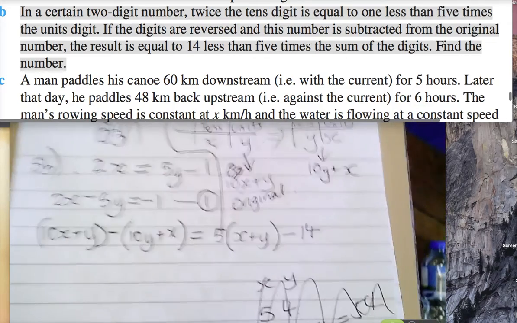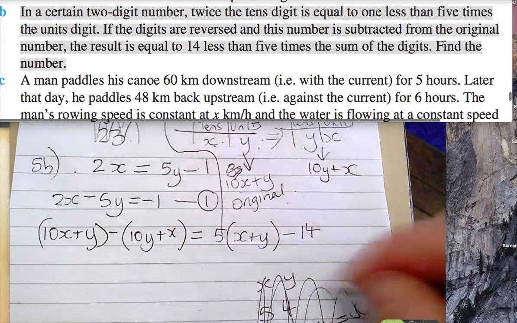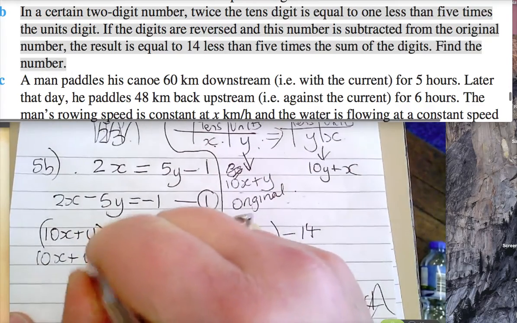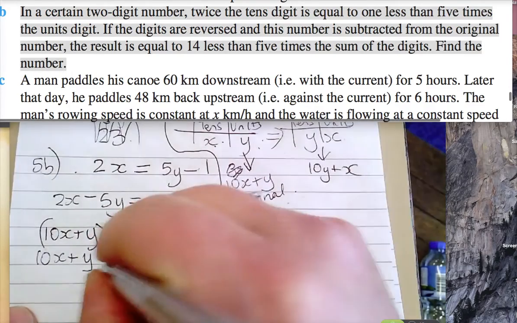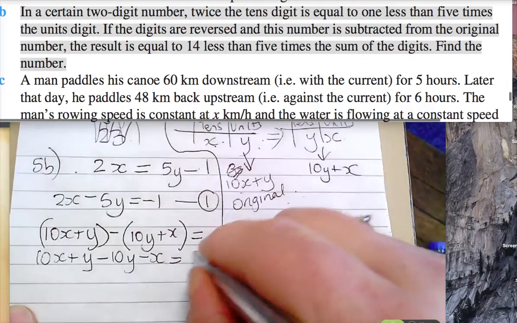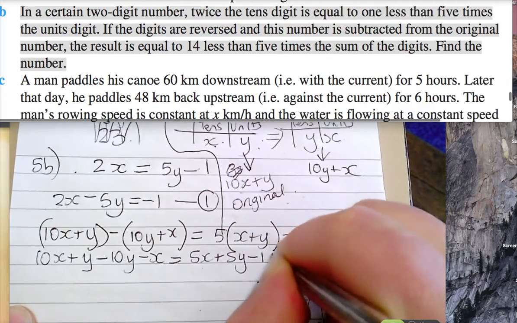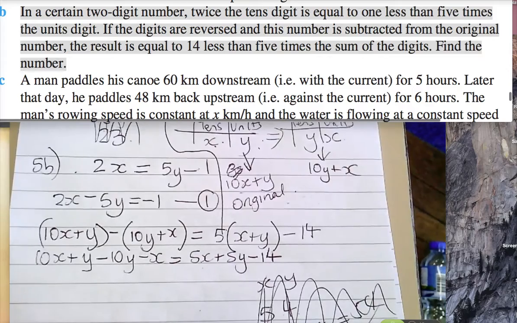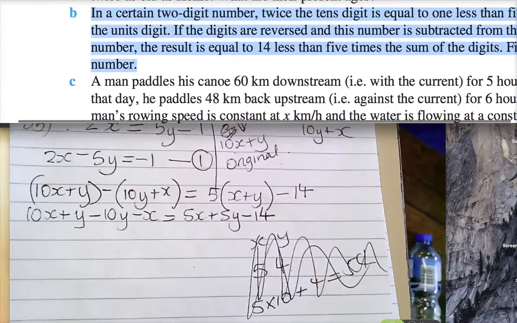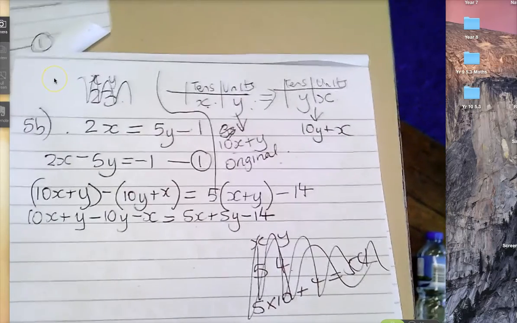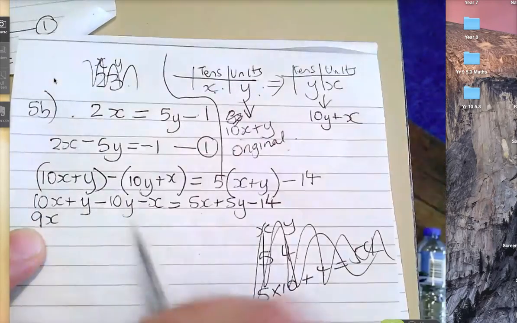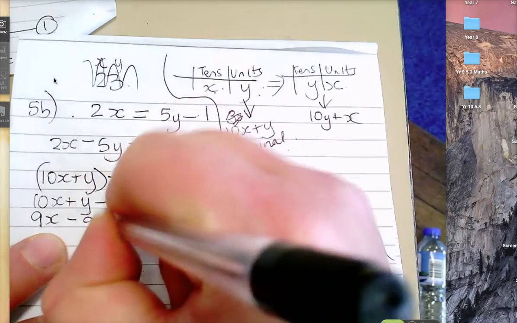So I'm going to expand, take all my x's and y's to the left. 10x plus y minus 10y minus x equals 5x plus 5y minus 14. Girls, it's not easy. So 10x minus x is 9x, plus y minus 10y is minus 9y.